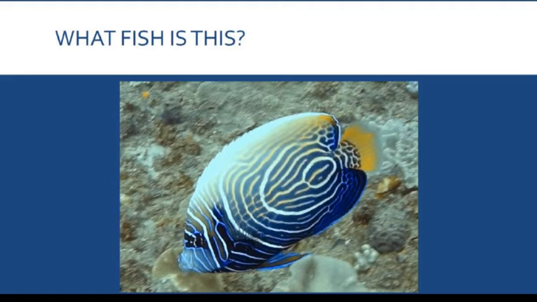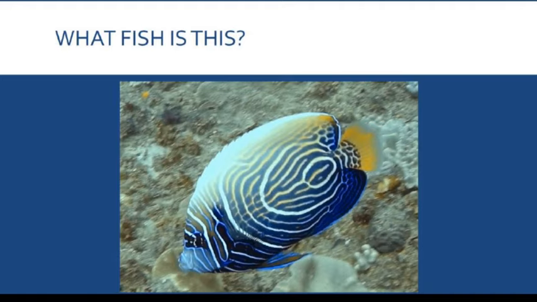Okay, this one. So again, if we look really, really closely, we can see that spine over here, okay? But when it is the coloration like this, it's quite easy to identify it, okay? So this one is an angelfish, all right?